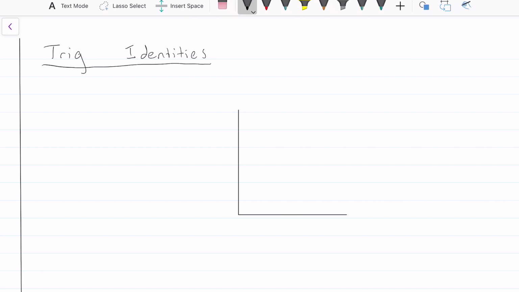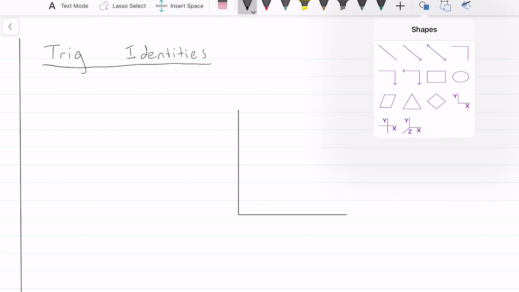Basically, I'm going to cover trigonometric identities. In an exam kind of situation, trig identities basically come up as proofs, so you have to prove a certain identity. The way that you start doing this is you first draw a diagram.